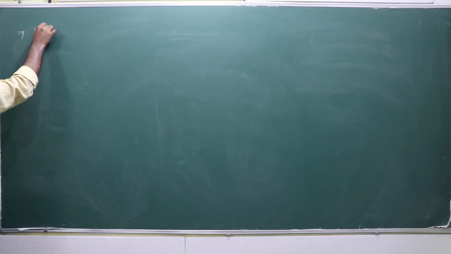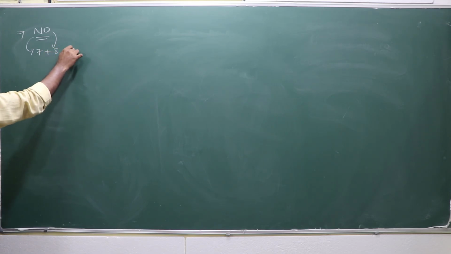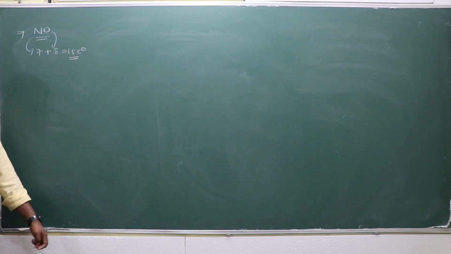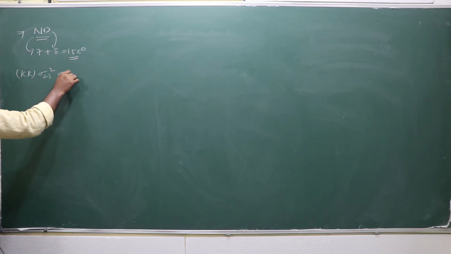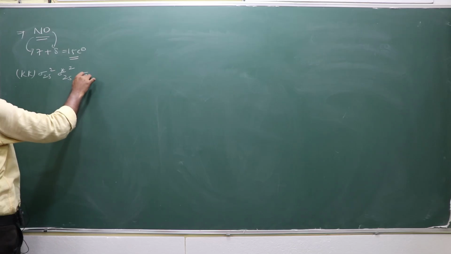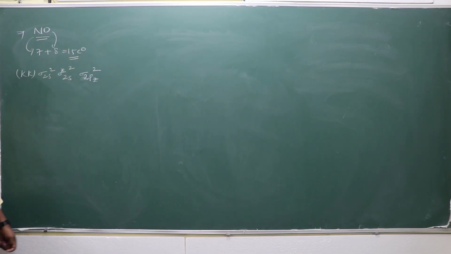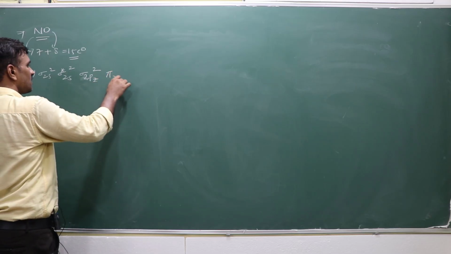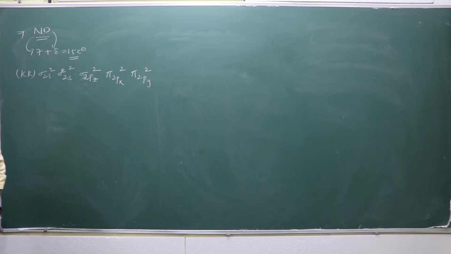Another one is NO. The atomic number of N is 7 and O is 8. Total how many electrons? 15 electrons. So the inner shell is filled, 4 electrons are over, and sigma star 2s2. If it is more than 14 electrons, you can go for this configuration: sigma 2pz2, pi 2px2 as well as pi 2py2.